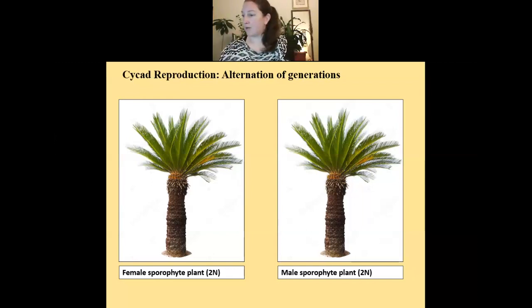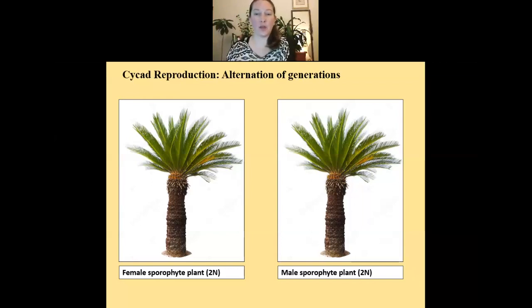So what do we talk about first? We talk about both and then go into the female. So cycads are strictly dioecious, right? Two houses, two plant individuals. Some have male sex organs, some have female sex organs.